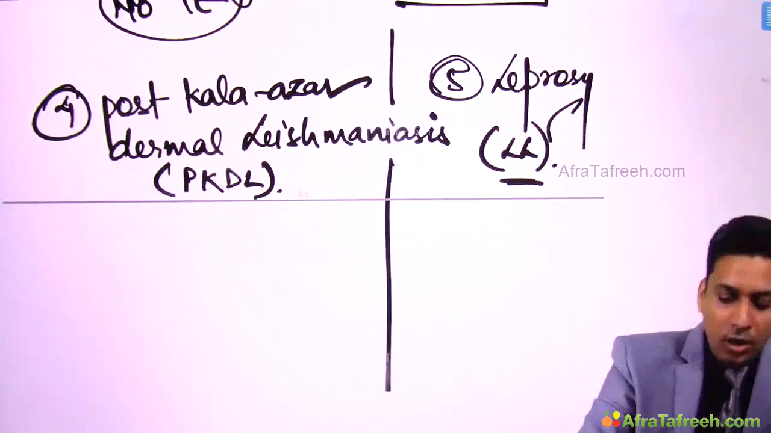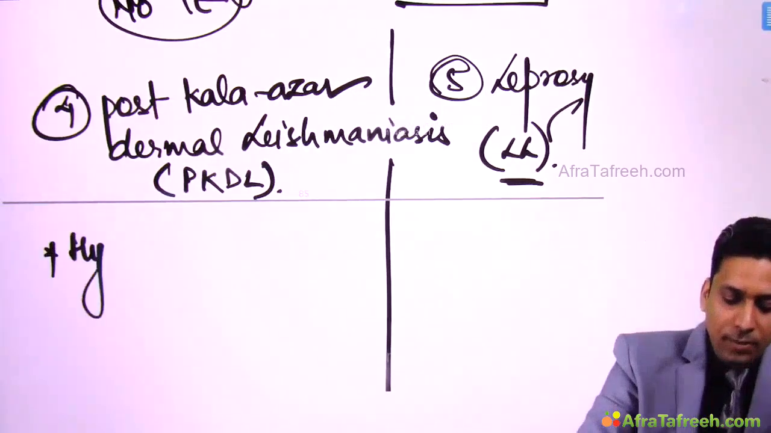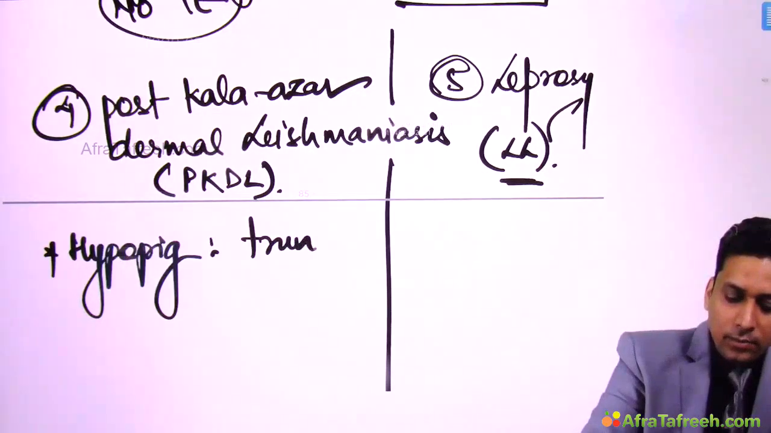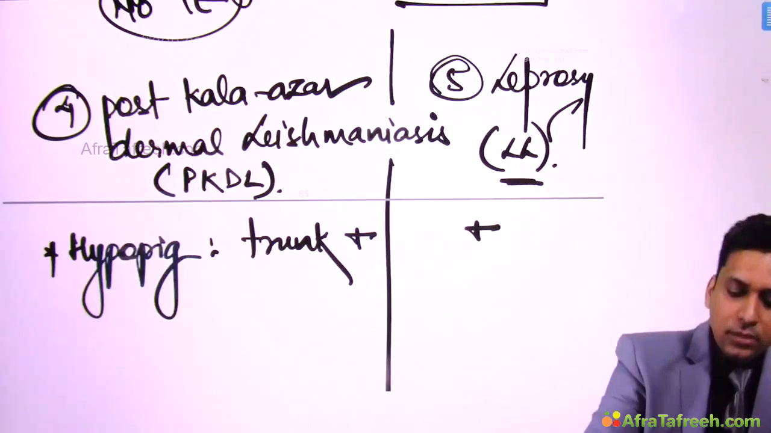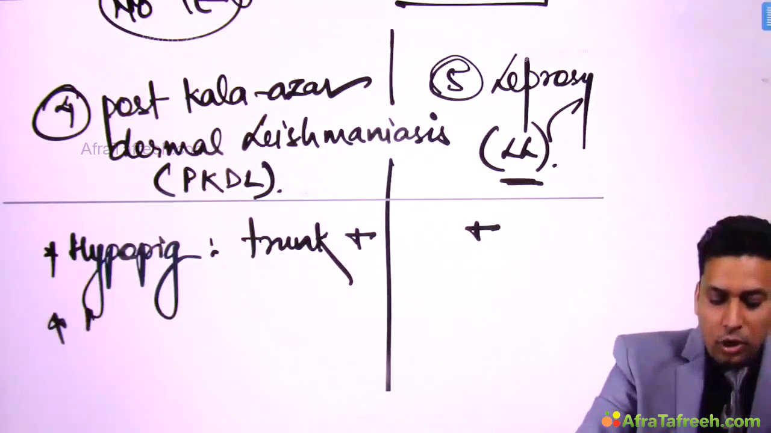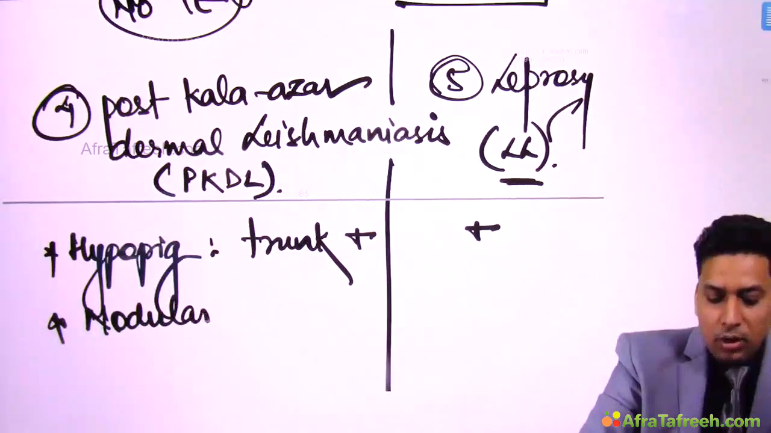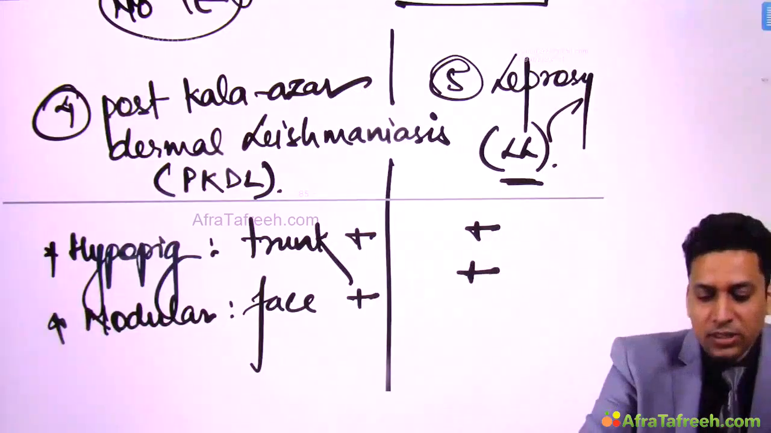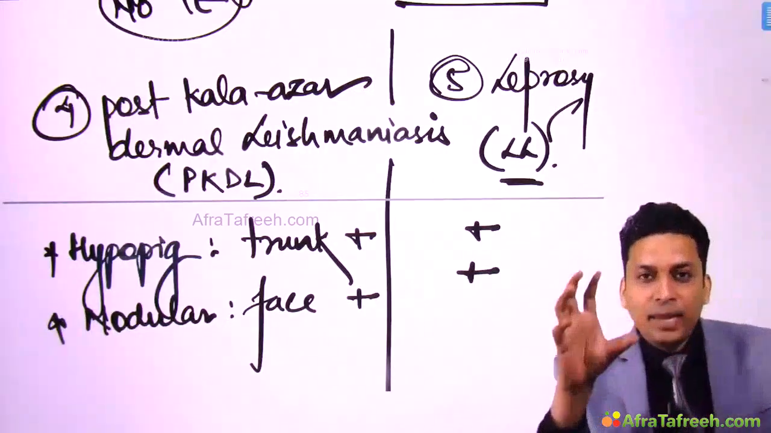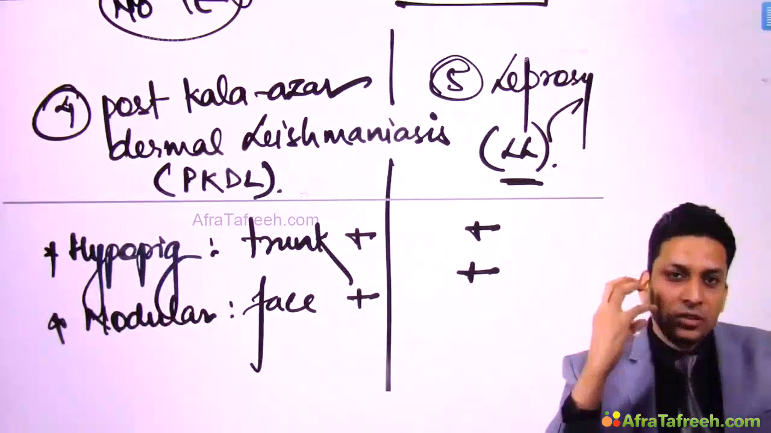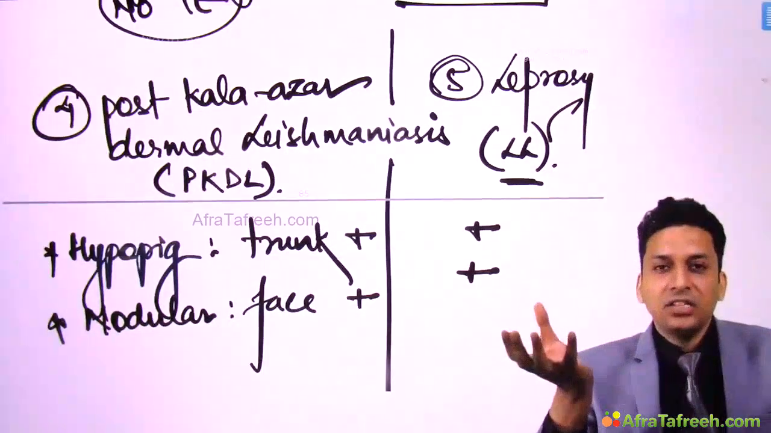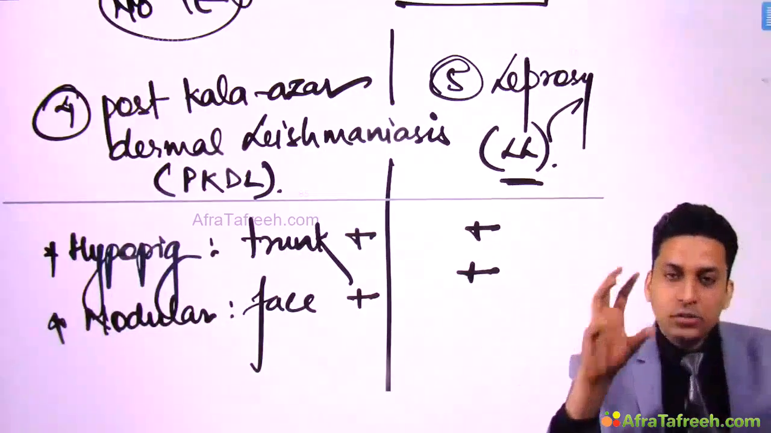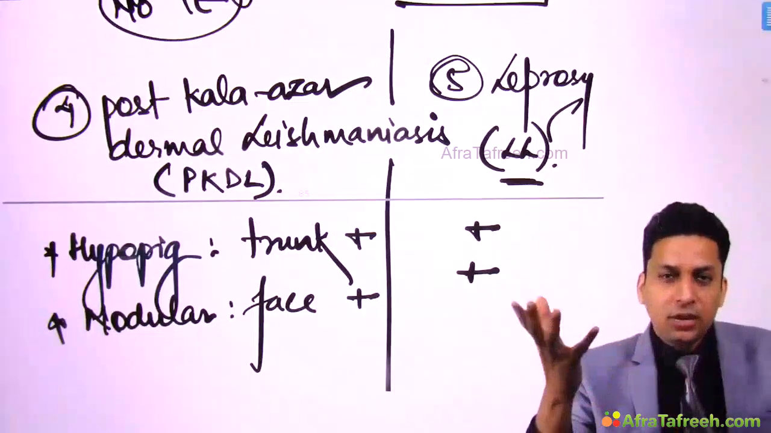Why? Because in PKDL, hypopigmented lesions are seen over the trunk. They can also be seen in leprosy. Then nodular lesions are seen over the face in PKDL, and they can also be seen in leprosy, isn't it? In LL type of leprosy, there is leonine facies with nodular lesions, or sometimes an ENL reaction occurs, erythema nodosum leprosum, so nodules might be present. So if nodules are present, it is not characteristic of PKDL. It can also be seen in leprosy.